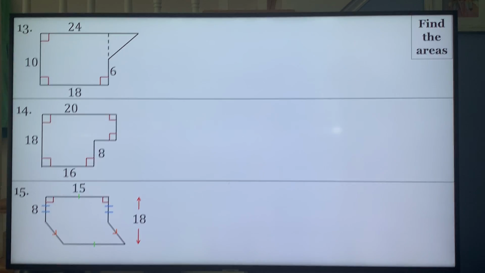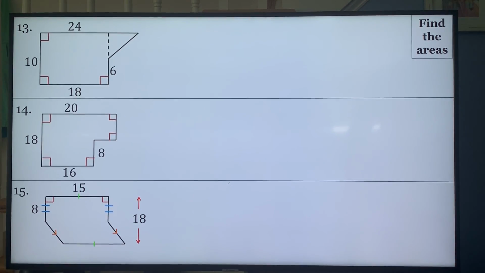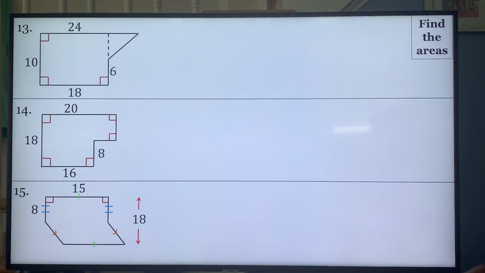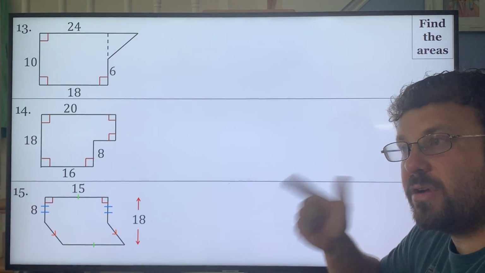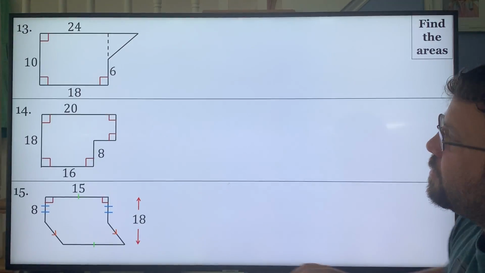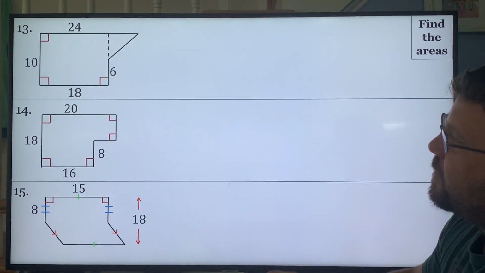Now, since they're non-overlapping, what you need to know is you're going to be adding the area. So you pretty much cut these things into pieces that you know how to take the area of, a parallelogram, triangle, rectangle, square, and then you find the area of each one of those parts, and you add it together. So this one I kind of gave you a hint right here.